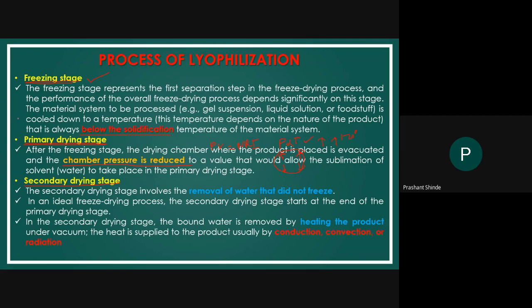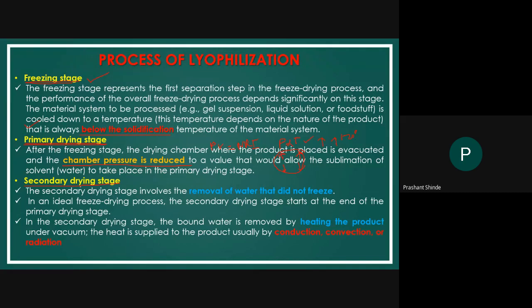So after freezing, you are going to reduce the atmospheric pressure in that chamber. So ultimately, whatever water molecules are in the frozen form will easily evaporate at the lower temperature. Now, this is about the primary drying stage. After the primary drying stage, we move forward to the secondary drying stage.